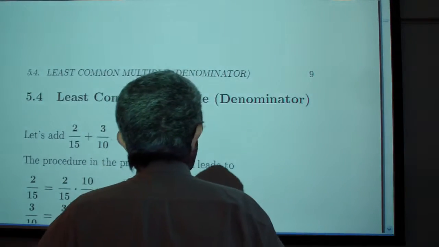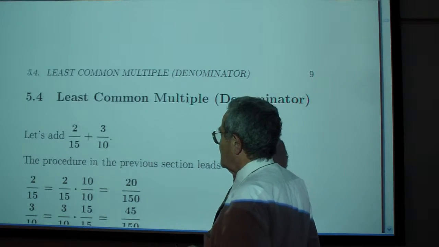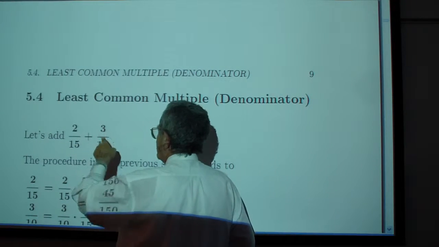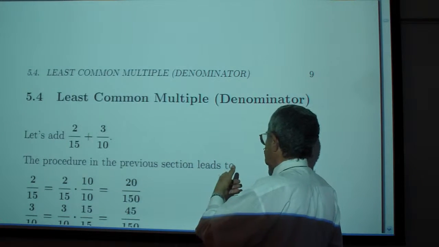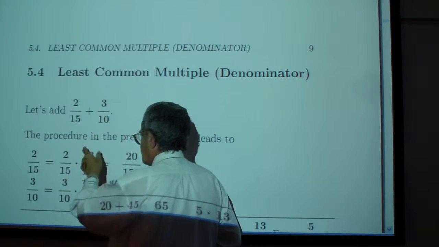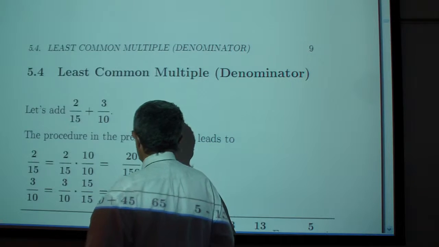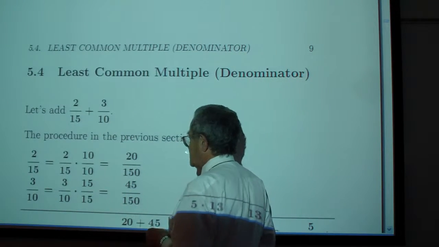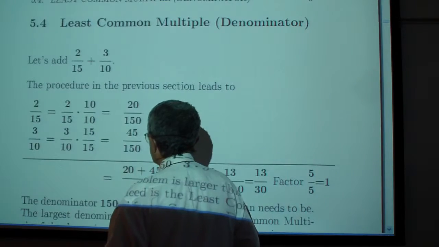Least common multiple, or if the numbers are denominators, least common denominator. Suppose we want to add 2 over 15 to 3 over 10. The procedure in the previous section leads to 2 over 15, I multiply by 10 over 10, which is 1. I multiply by 15 over 15, which is 1. I get the same denominator. The numerator is 20. The numerator is 45.